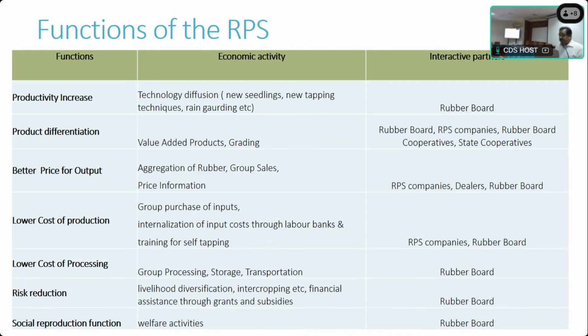Then, better price for all. You can think of the interactive partners of these companies: dealers, the Rubber Board, and so on. But if you look at the functions and the economic activities given over there, and then at the interactive partners, I think the Rubber Board is the most important interactive partner. RPS, in effect, is supposed to function very closely with the Rubber Board. Whether you look at productivity increase, product differentiation, better prices, lower cost, and so on, the Rubber Board is the principal player for the RPS.